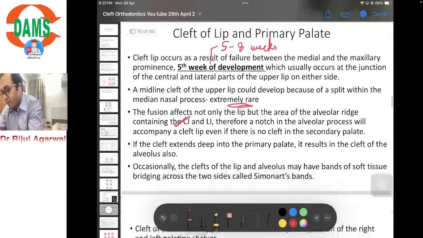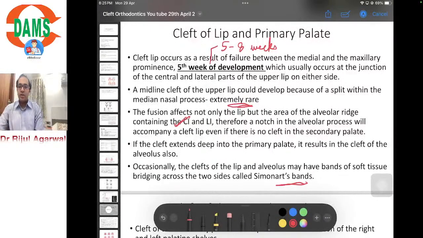And lastly, this term, the Simonart bands. Occasionally the clefts of lip and alveolus have bands of soft tissue bridging across the two sides, called Simonart bands. These are the result of incomplete or defective embryological fusion between the two sides, and the term given to them is Simonart band. Again, another important MCQ.